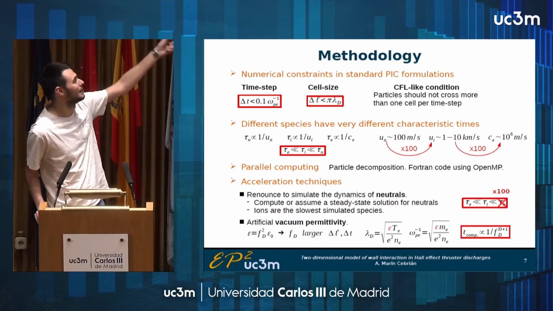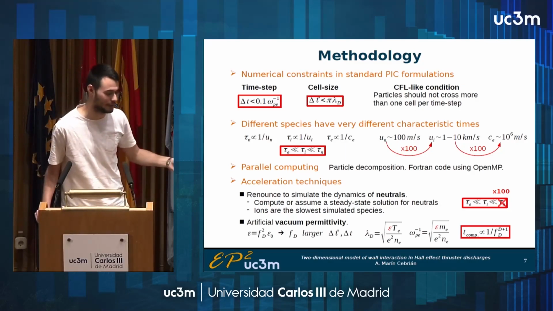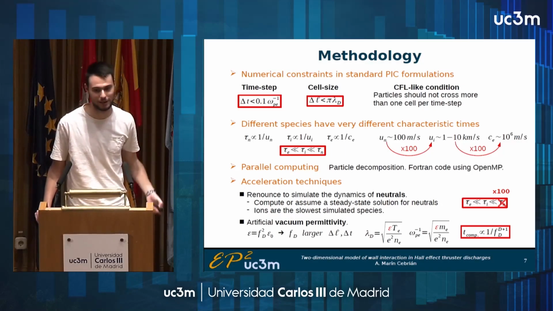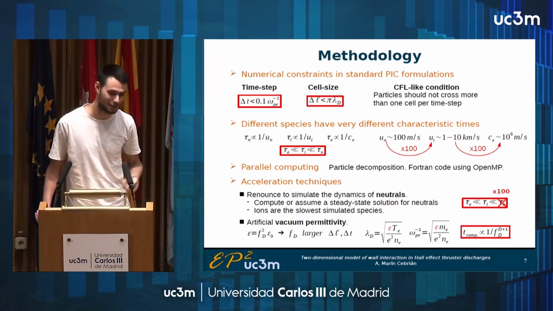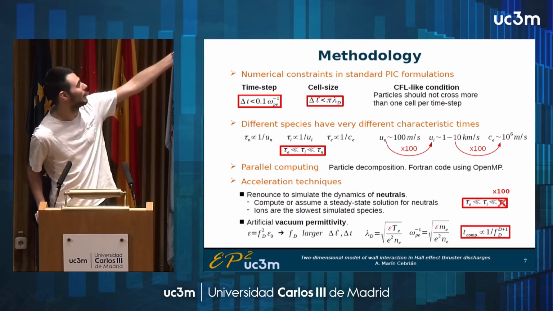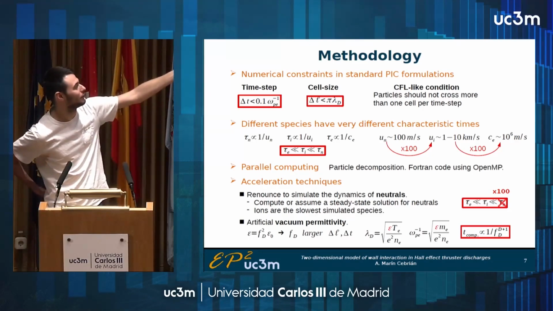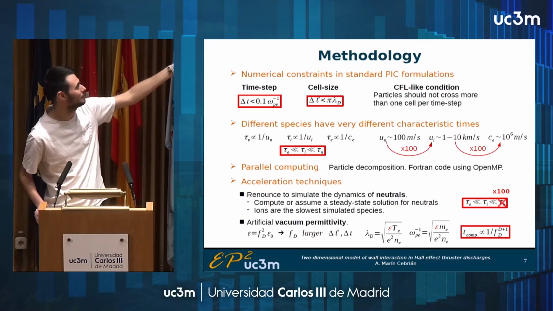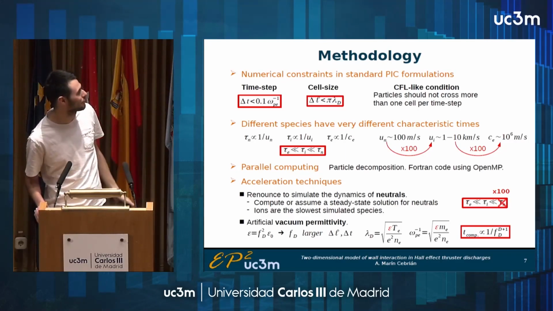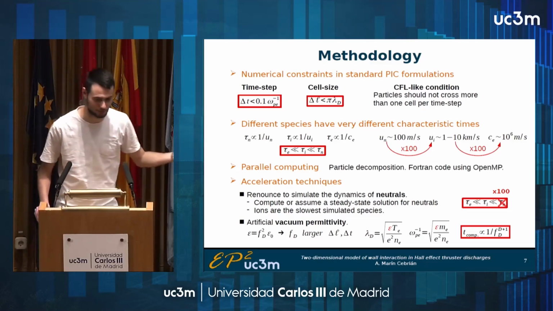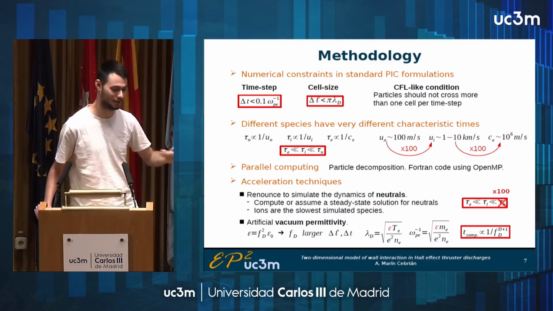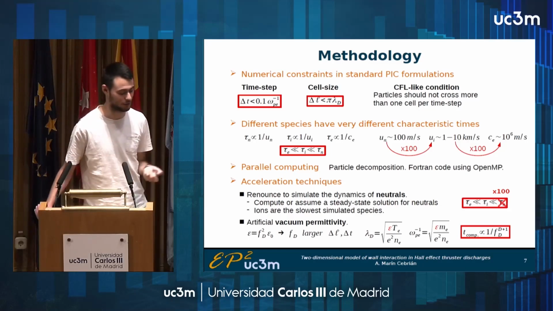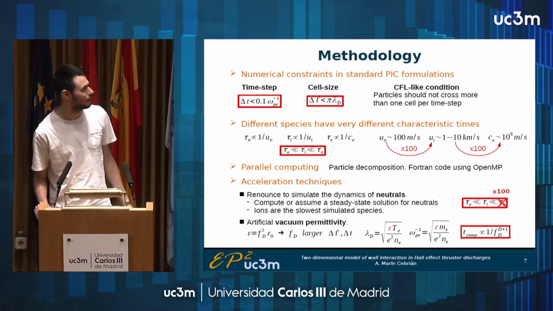So we need several techniques to make the simulation go fast enough so that we can get solutions in a reasonable time. So we make use of parallel computing in order to get simulations in some realistic times, and we also use some acceleration techniques in which we reduce part of the physics of the problem and we make some assumptions, and with that we can also reduce the computational cost of the simulation.